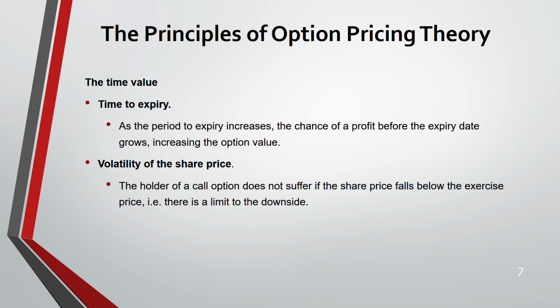When you have a call option and your share price falls below the exercise price, you are not going to suffer. Why? Because you are not going to exercise the option if the share price is below the exercise price. So there's a limit to the downside. What are you losing? Only the premium. You're not losing entirely, only the premium. Because of that, if your share price is very volatile, keeps going up and down, it will not affect you so much because your downside is limited. The maximum you can lose is the premium. So that's why the higher the volatility, or standard deviation, the more this will increase the option value.